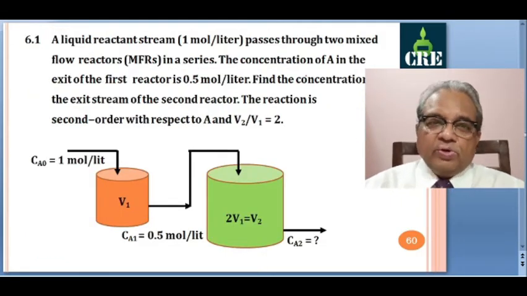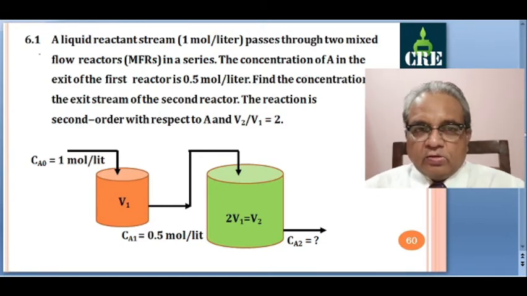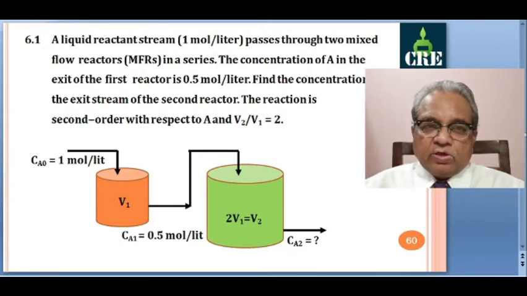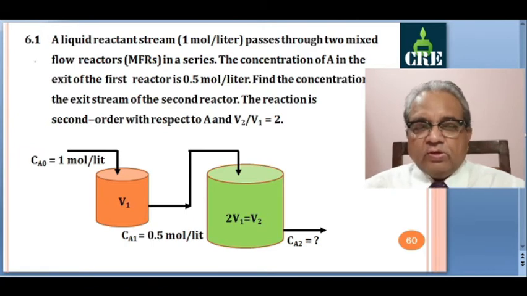Okay, so here we complete the theory part. Most of the derivations and the discussions we have seen in chapter 6. Now we'll start with problems from the exercise. The first problem: a liquid reactant stream of 1 mole per liter passes through two mixed reactors in series. The concentration of A in the exit of the first reactor is 0.5 moles per liter. Ca0 is 1, Ca1 is 0.5, Ca2 is unknown. Find the concentration of the exit stream in the second reactor.